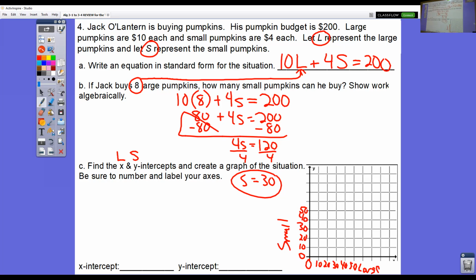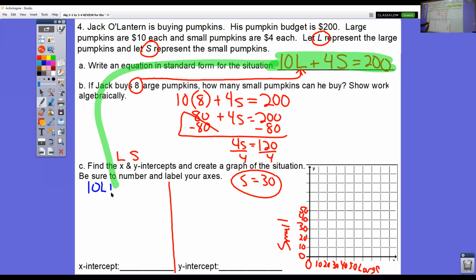So when we go to figure it out, remember, if we're going to figure out our x-intercept, we want to sub in a 0 for the y, because x is what we're looking for. So again, we're going to use this equation down here. Normally we have 10L plus 4S equals 200. I'm just going to rewrite it twice so I can easily sub it in. So that is our equation that we're going to use.